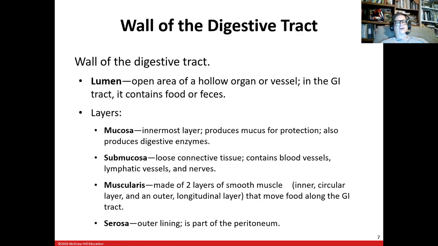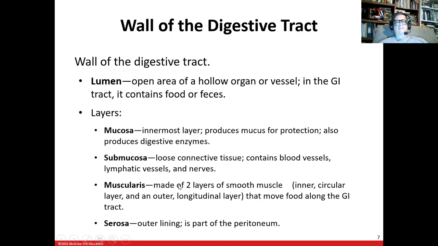The submucosa is the loose connective tissue underneath the mucosa. It contains the blood vessels, the lymphatic vessels, the nerves. Those are things like the blood for the mucosa that gives it the oxygen it needs. The lymphatic vessels, those are like the lacteals I talked about, where the lymph suddenly looks white because it's picking up fats.